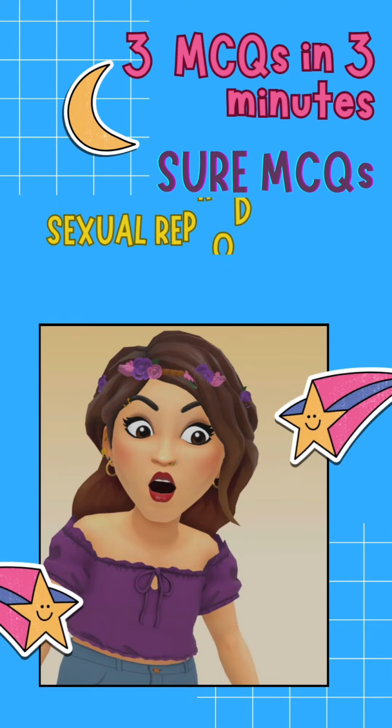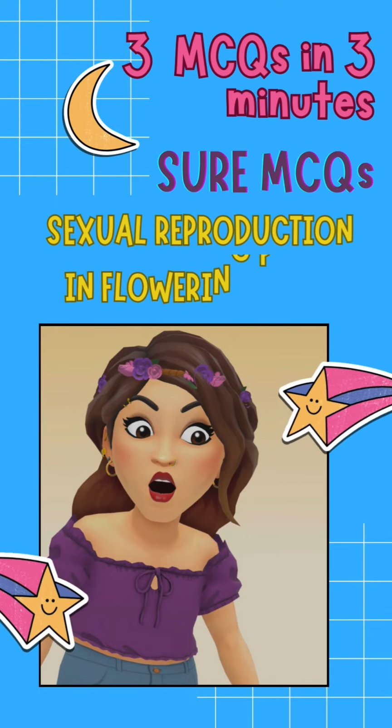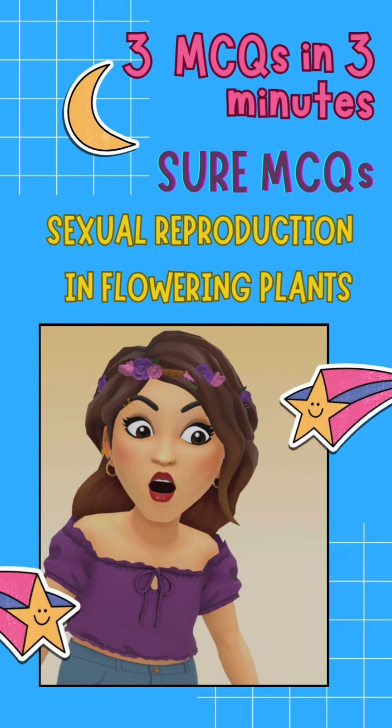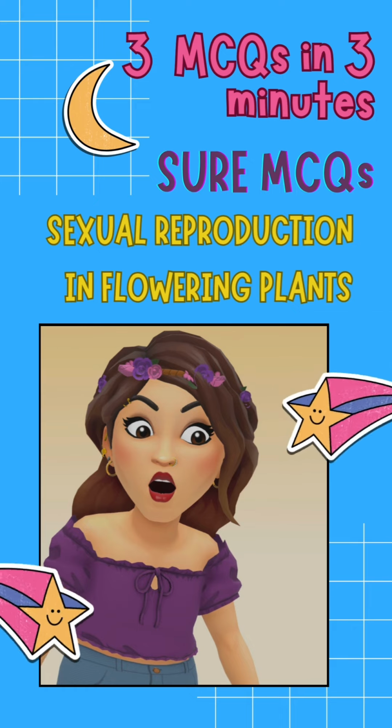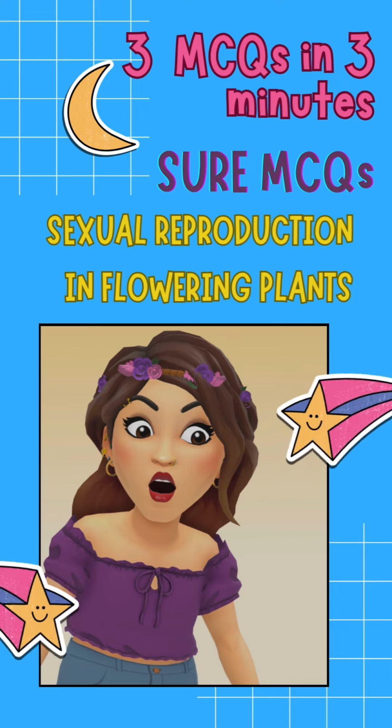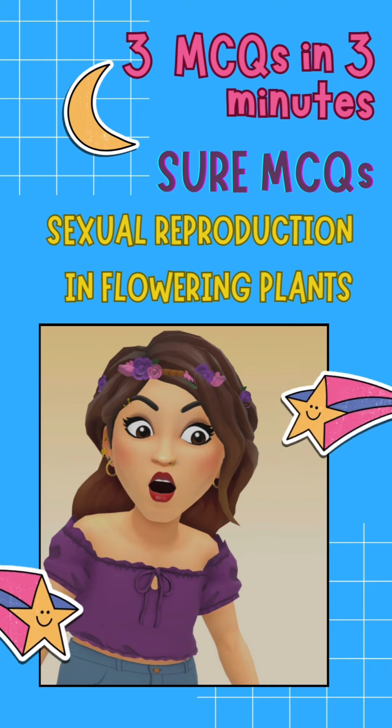Hello, today we are here again with a few MCQs from the CBSE Board Biology Chapter 1, which is Sexual Reproduction in Flowering Plants. And we will be discussing a few pretty easy MCQs. Shall we start the first one?